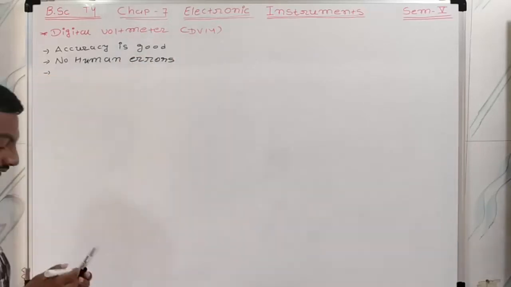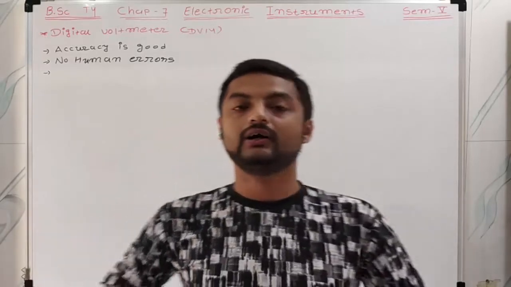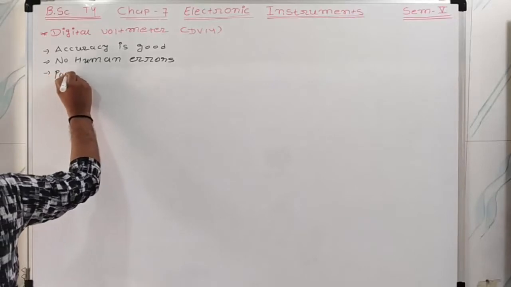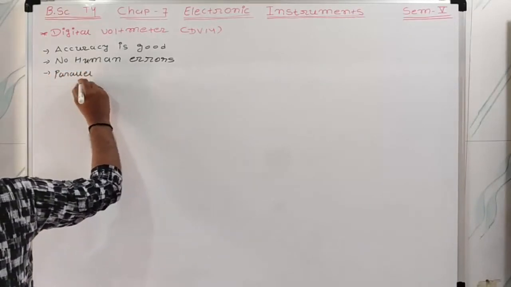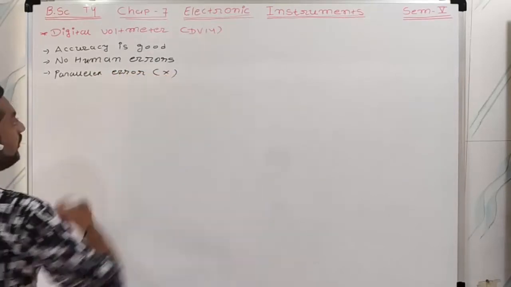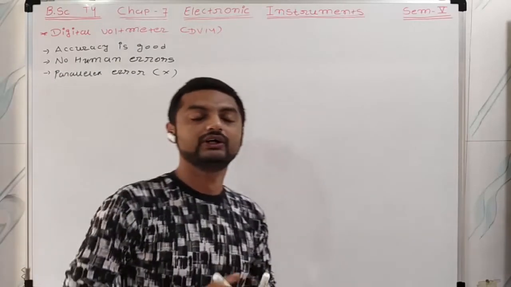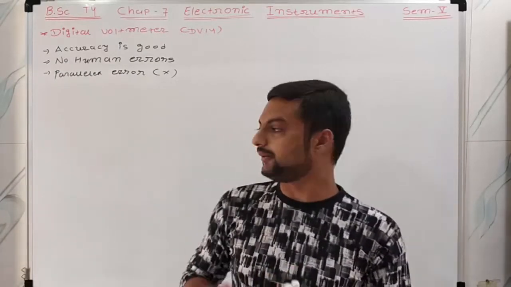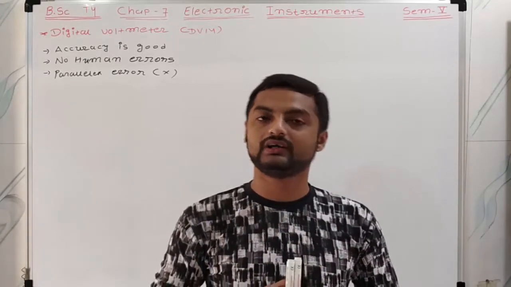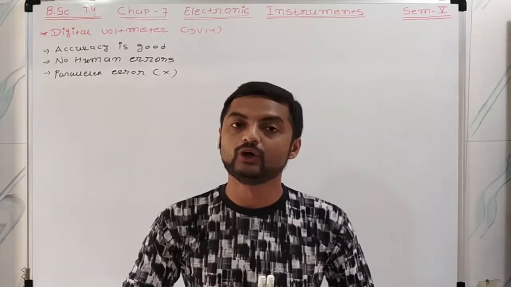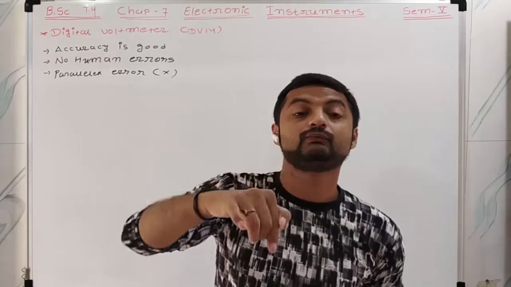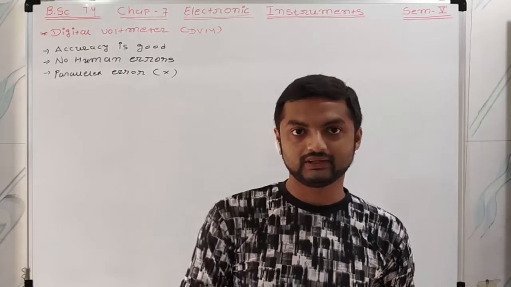Then the other thing, no parallax error. What is parallax error? Parallax error नहीं होए. Why parallax error મતલબ શું? So when you are talking about the analog instruments in which the pointer is deflected, at that time you have to check the voltage, currents, everything from the top of that pointer, right?